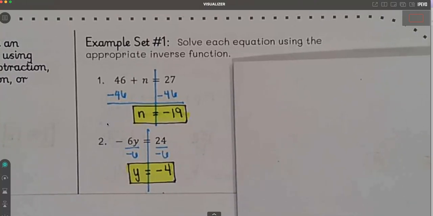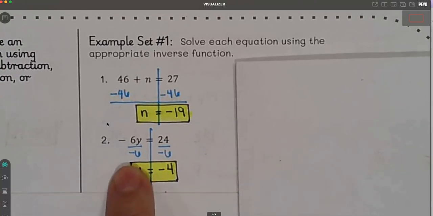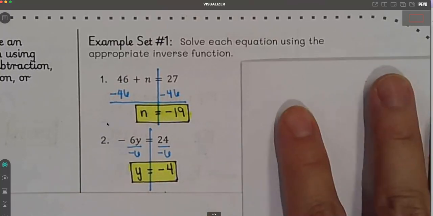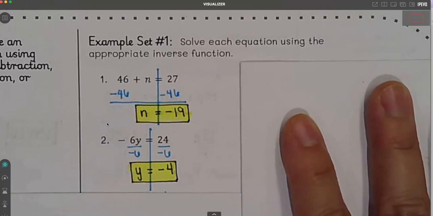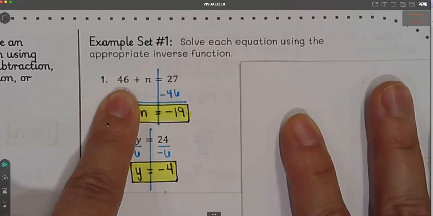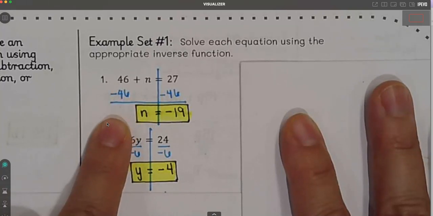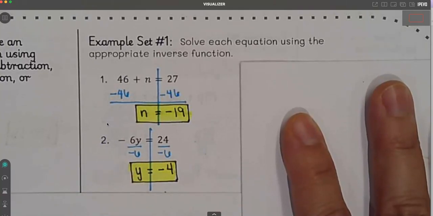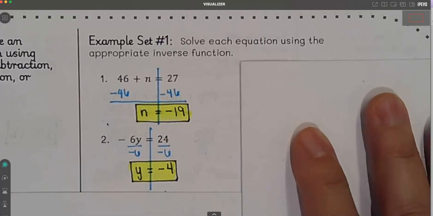All right, yes? How come you're dividing by negative 6 and not doing plus 7? Well, here I have negative 6 times y, right? And what's the opposite of times? Yeah, so that's a good question. You're always going to do the opposite operation. Here, I'm adding, and my 46 is positive. So the opposite of positive 46 is negative 46. Here, I'm multiplying by negative 6. How do you undo multiplication? Division.